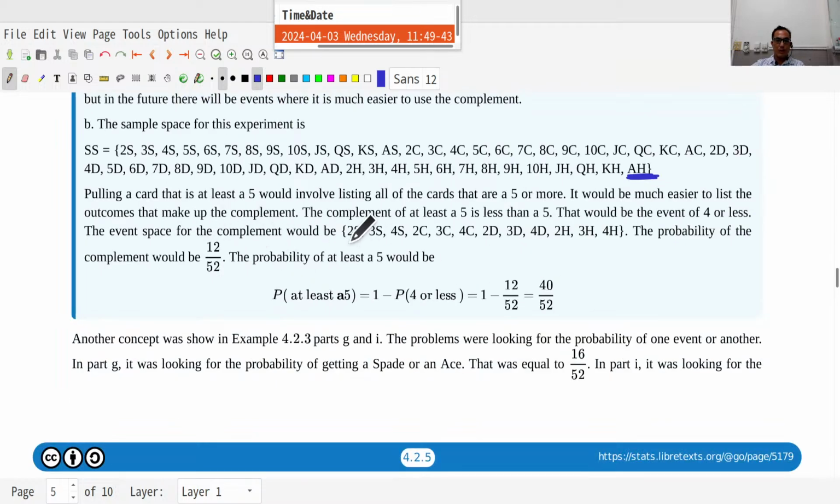2, 3, 4 of spades, 2 club, 3 club, 4 club, 2 diamond, 3 diamond, 4 diamond, 2 heart, 3 heart, and 4 heart. Thus, there are 12 possibilities, so 12 combinations here, and the denominator is 52 cards. Thus 1 minus 12 over 52, that is 40 over 52. Okay, get it?